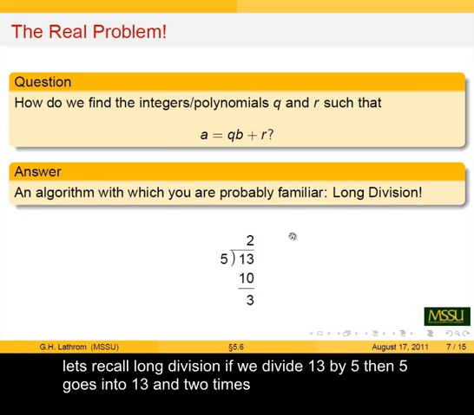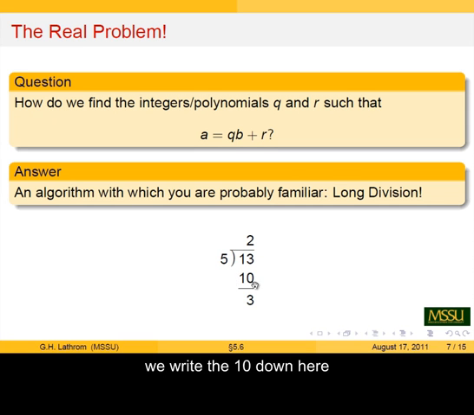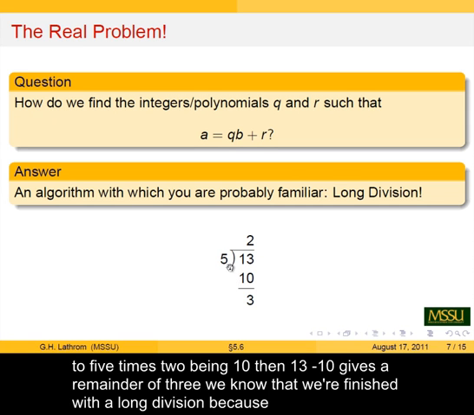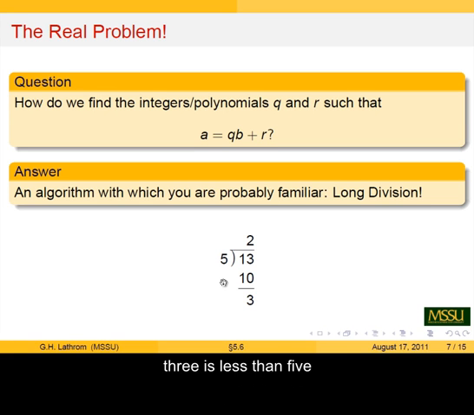Just to remember a little bit about long division, if we divide 13 by 5, 5 goes into 13 2 times. So we place the 10 down here. 5 times 2 being 10, 13 minus 10 gives us a remainder of 3. We know that we're finished with the long division because 3 is less than 5.